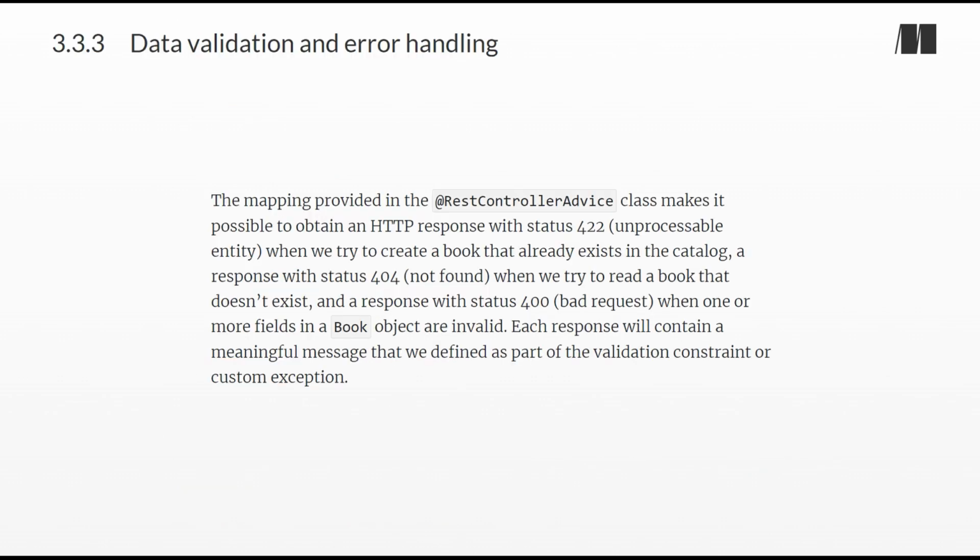The mapping provided in the @RestControllerAdvice class makes it possible to obtain an HTTP response with status 422, unprocessable entity, when we try to create a book that already exists in the catalog; a response with status 404, not found, when we try to read a book that doesn't exist; and a response with status 400, bad request, when one or more fields in a book object are invalid. Each response will contain a meaningful message that we defined as part of the validation constraint or custom exception.